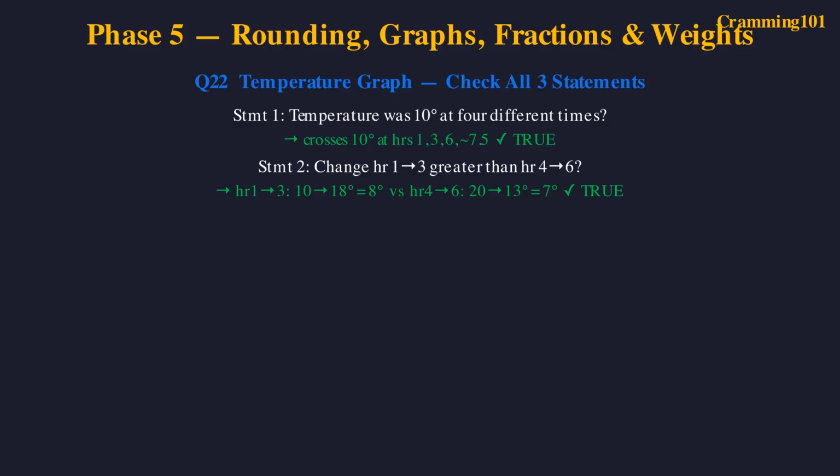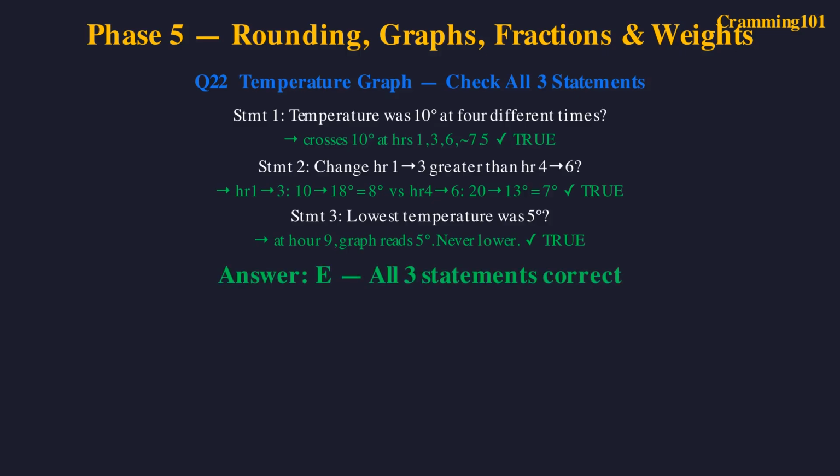Statement 3, the lowest temperature was 5 degrees. At hour 9, the graph reads 5 degrees. The graph never goes lower than that, so statement 3 is true. All 3 statements are correct. The answer is E. Exam tip. For graph questions, slow down. Read the graph, not your memory. The answer is on the picture, you just have to catch it.